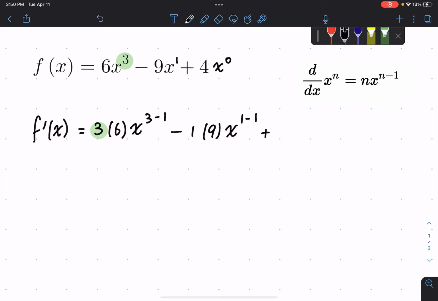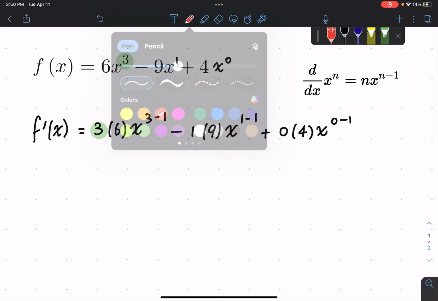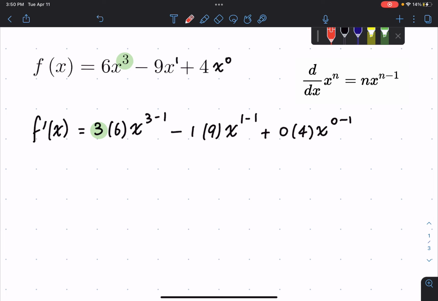So what that would look like is 0, which is our coefficient, times 4 times x to the 0 minus 1. Now, you'll notice that it doesn't even matter what we have in the power here, because we're multiplying that by 0. So automatically this term gets cancelled out because we're dropping the 0 down. So 4x to the power of 0 is going to be cancelled out in our derivative because we're multiplying that by 0.